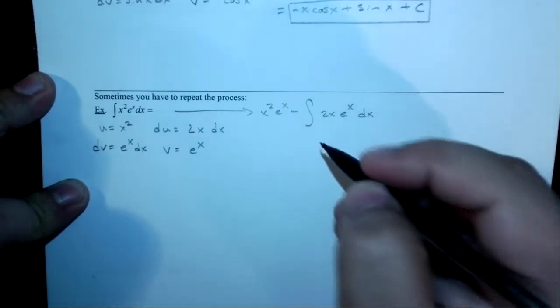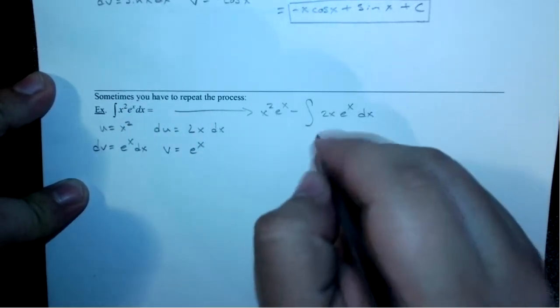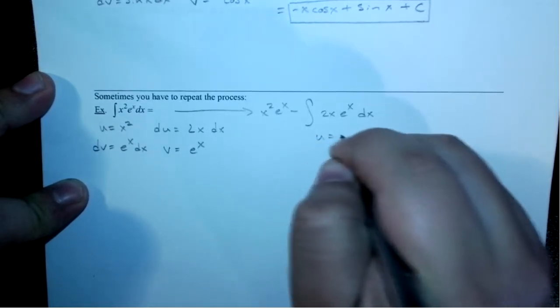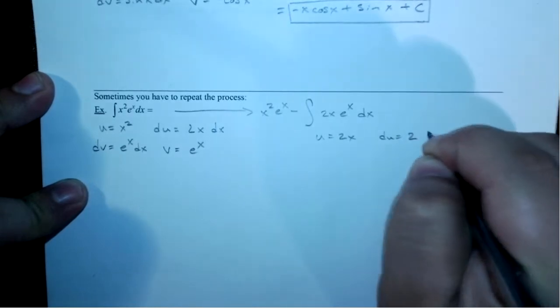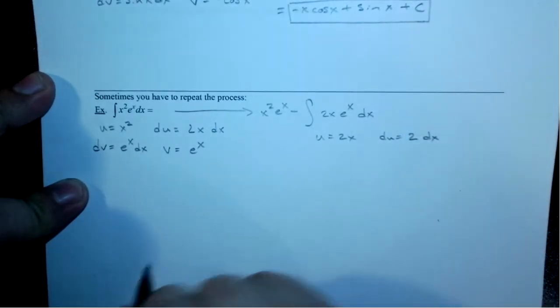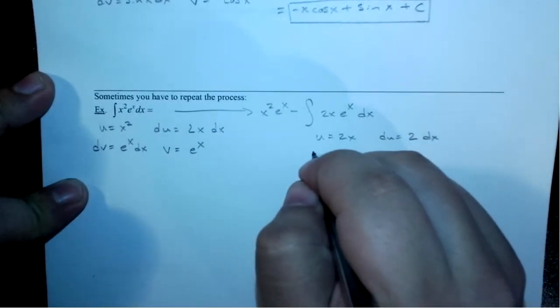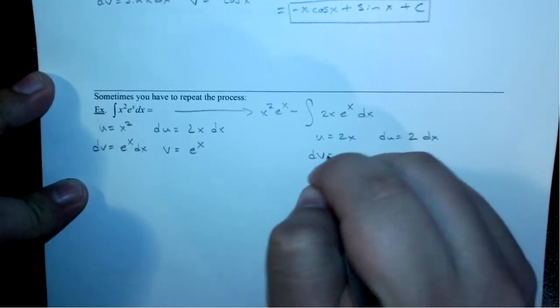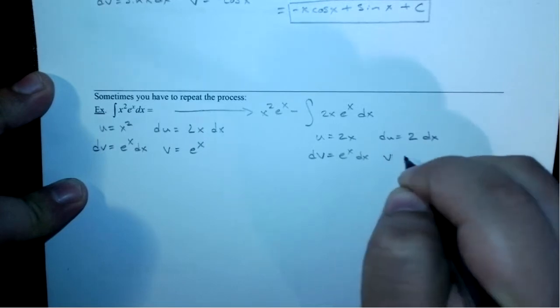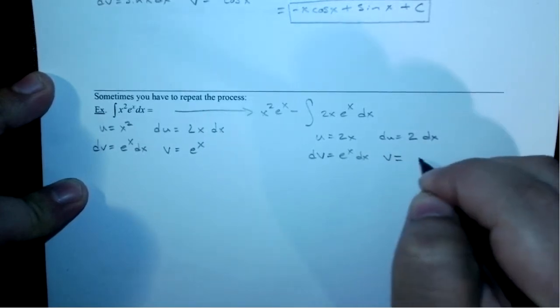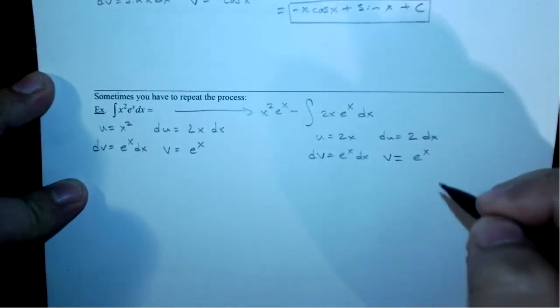So we're going to go over here and say u is equal to 2x. So du is equal to 2 dx. And then we're going to assign dv to e to the x dx, making v equal to e to the x.